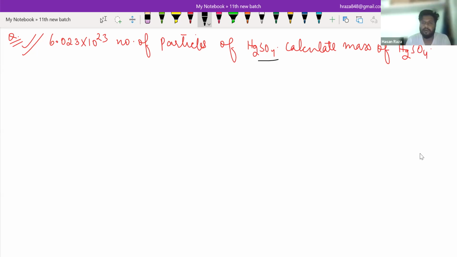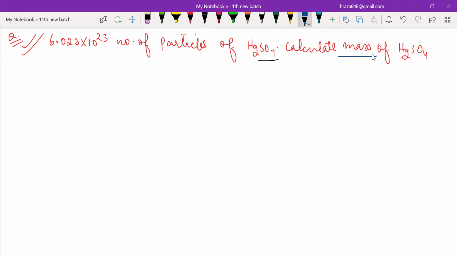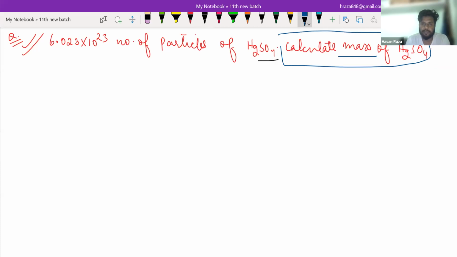Yeah, we are not. It's asking about the mass of H2SO4. It will be 1 mole of H2SO4. You got 1 mole of H2SO4, but what is the question? Calculate the mass of H2SO4. So with the help of moles, you can calculate the mass of H2SO4. Are you getting my point? Just see, you are on the right track.